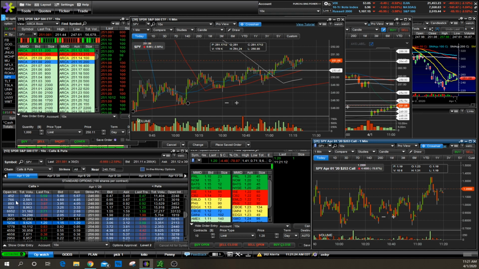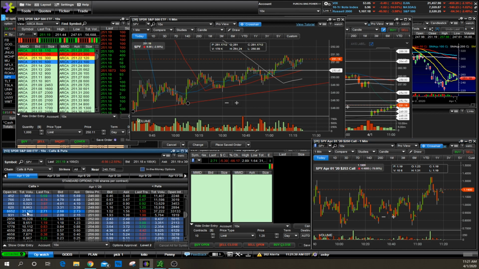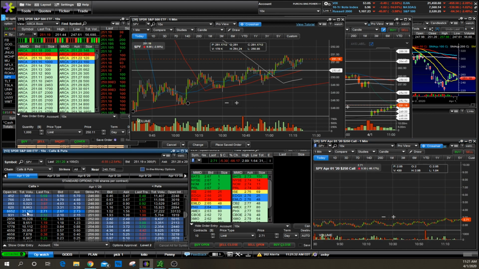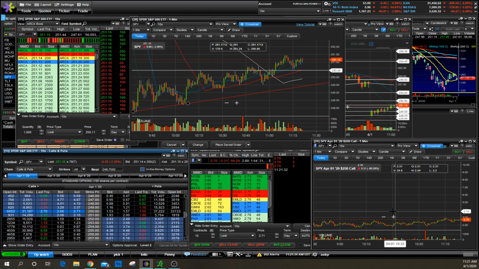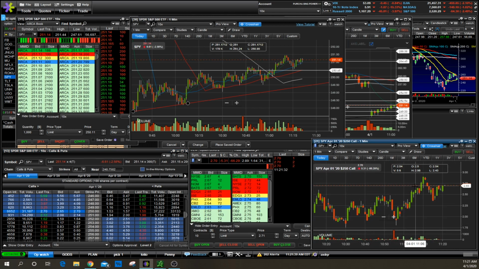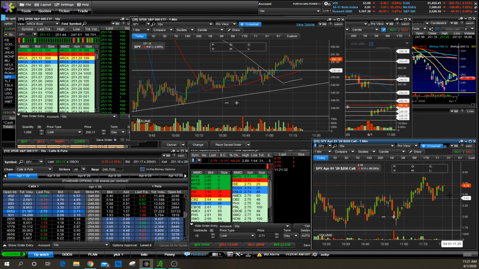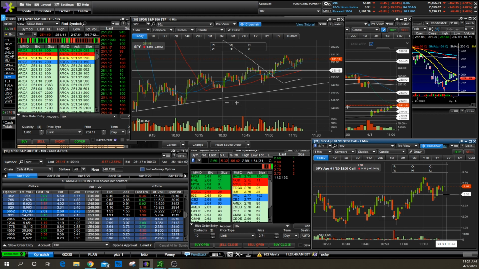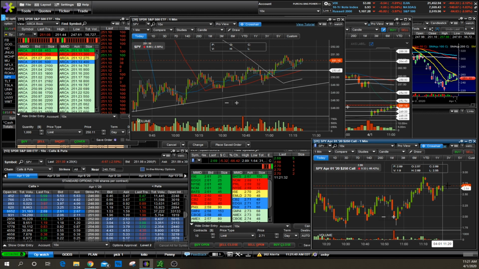Looking over here at the open interest and total volume, the ones that are being traded the most are the 250 calls. So people are buying in the money calls at 270. The reason they're doing that is because there's less risk. If this falls from 270 to 250, sure, you might lose 25 cents per share, per contract, excuse me.